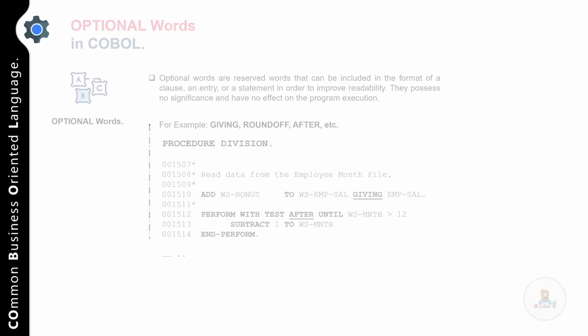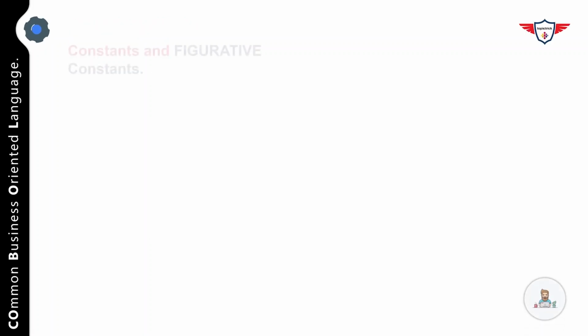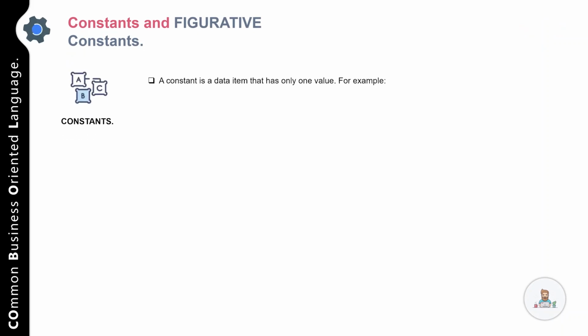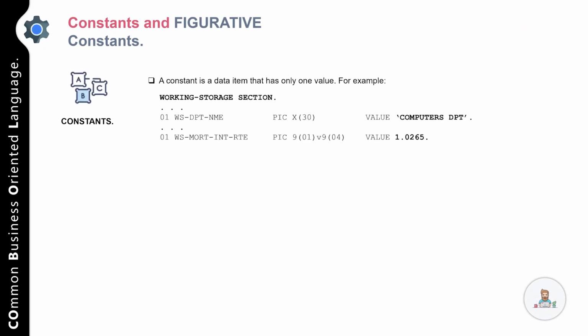Now let's talk about constant and figurative constant in COBOL and try to understand the basic difference between these 2 categories. Let's talk about constant first. A constant is a data item that has only one value throughout the execution of the program. In the following example, I've defined 2 different variables that I'll be treating as constants. The first variable is department name and the second variable is mortgage interest rate.